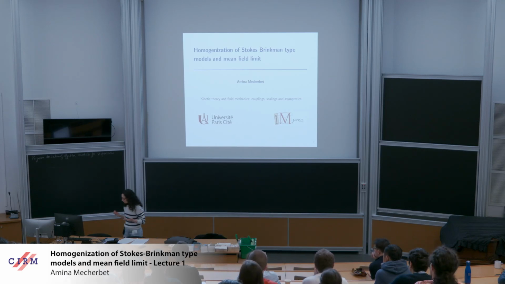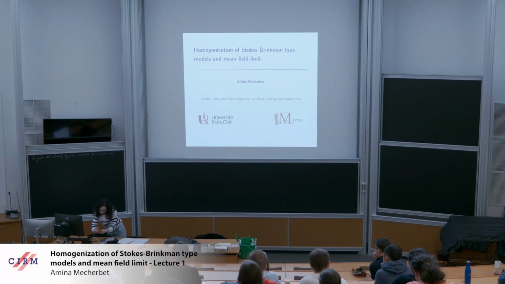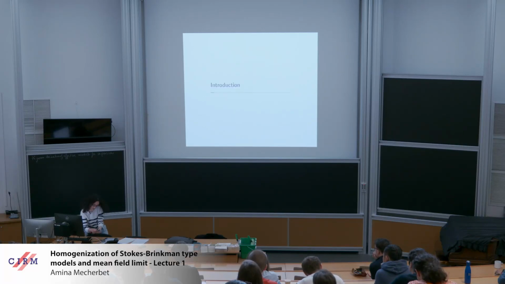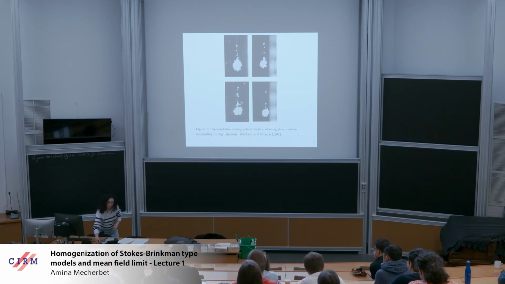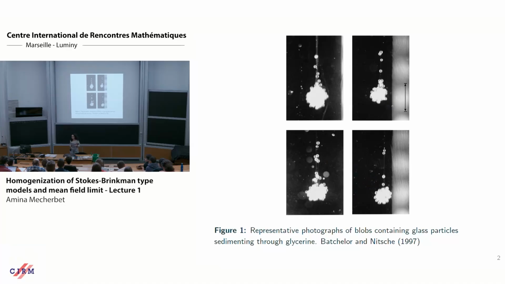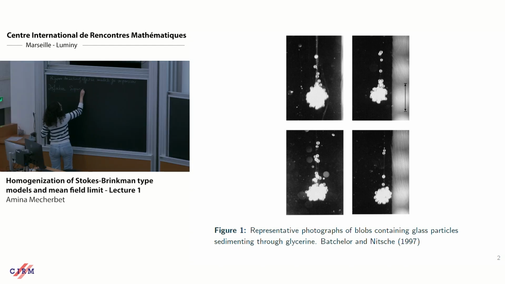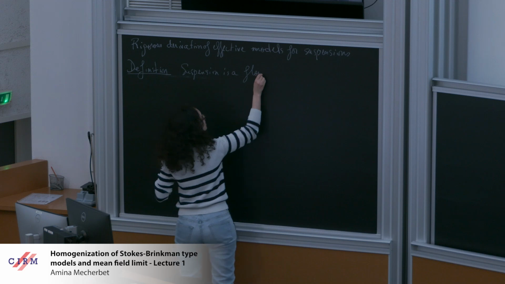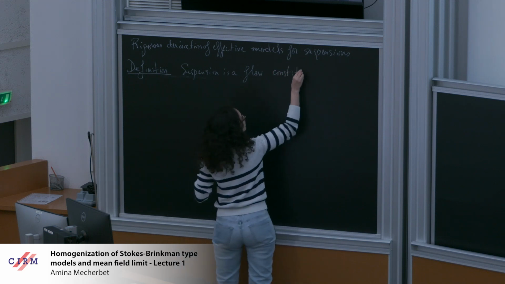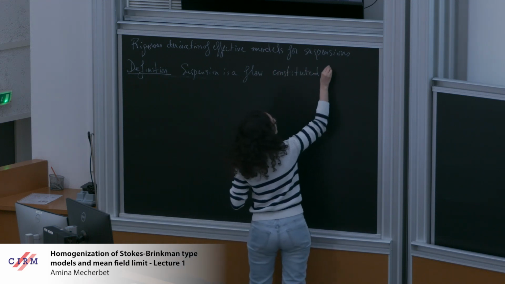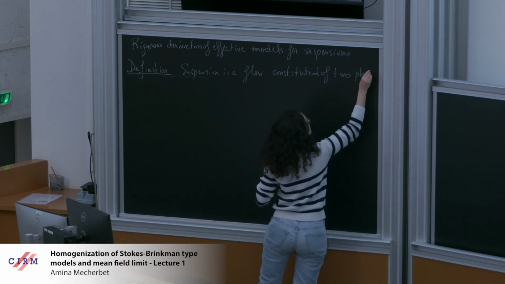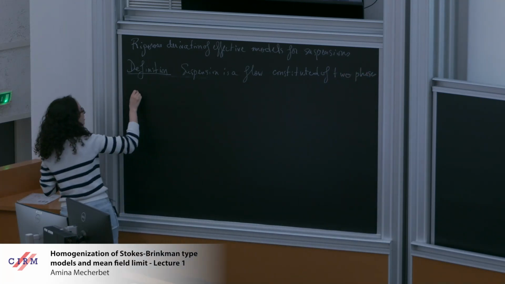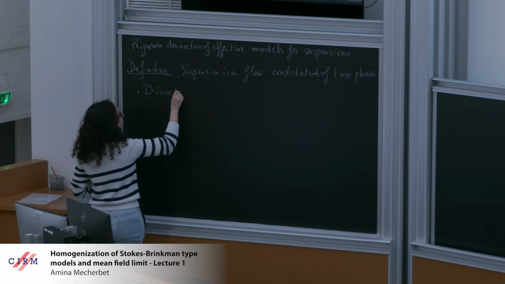So let me maybe first explain what is a suspension. So how does it work? Yeah, with maybe some nice pictures. So a suspension means many particles that are immersed in an ambient fluid. So let me define this. So actually, you can think of a suspension as a flow which is constituted of two phases. So there is a discrete phase, which is the particles, as you can see on this picture.